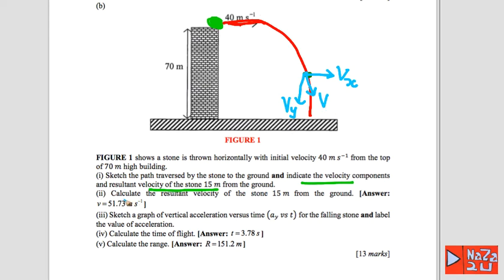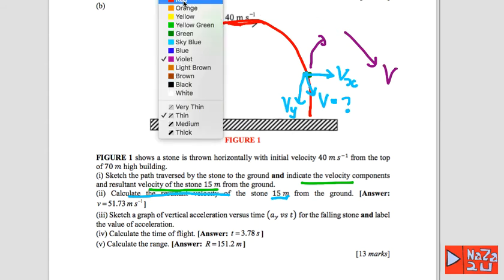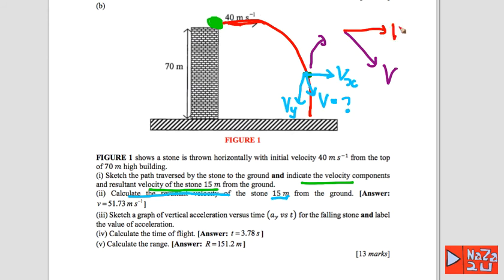Okay, next question, number 2. Calculate the resultant velocity of the stone 50 meters from the ground. So now, to calculate the velocity here, I can draw the diagram. We have V, the resultant V, and this is Vx, then we resolve V to the x-axis, and here we have Vy. So to find the value of V here, you can use the value of Vx and the value of Vy. So I draw the diagram here.